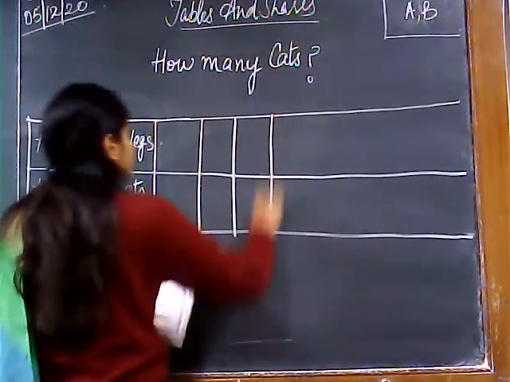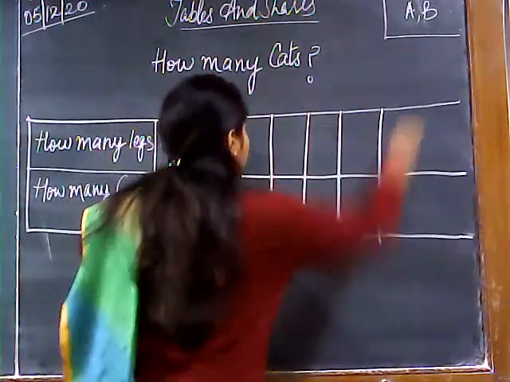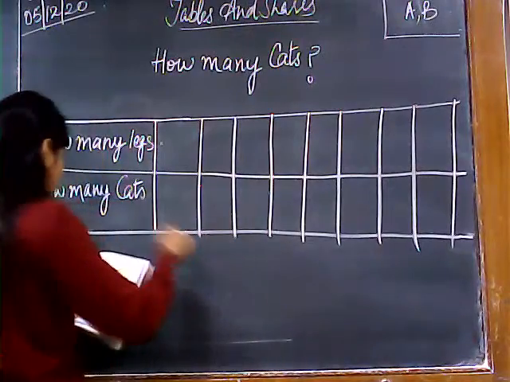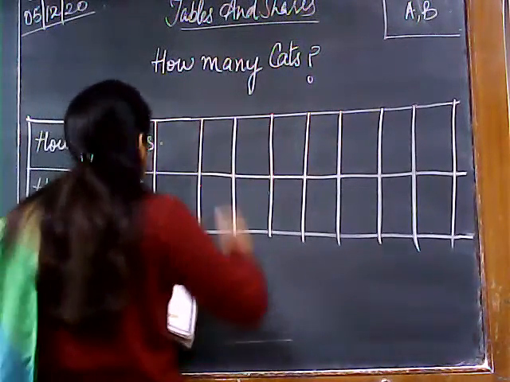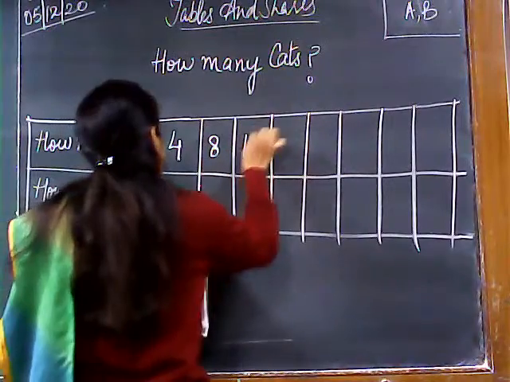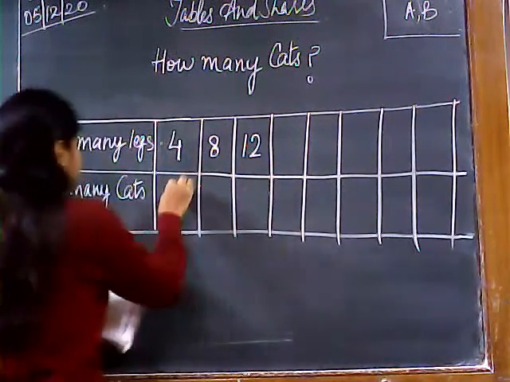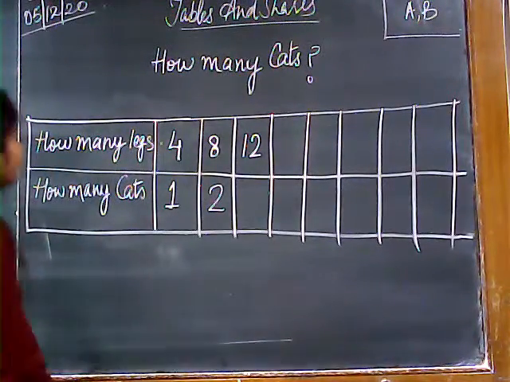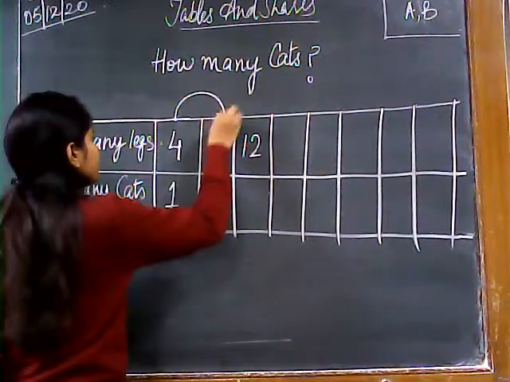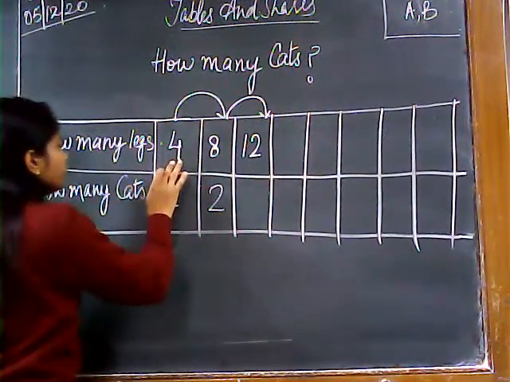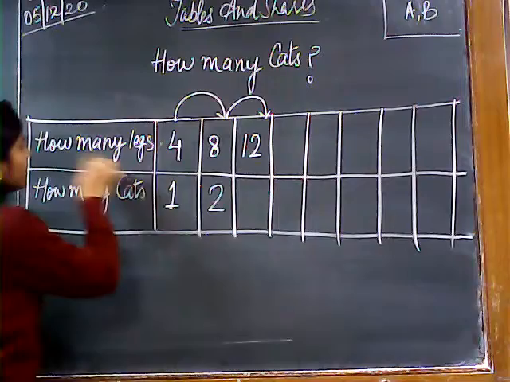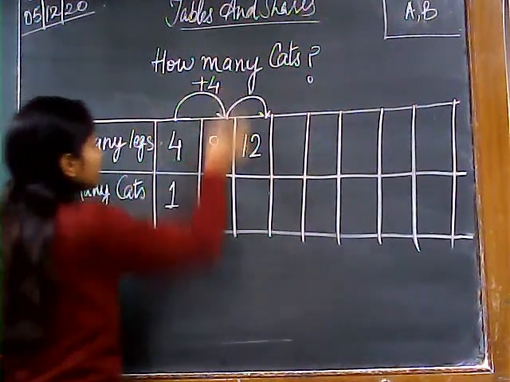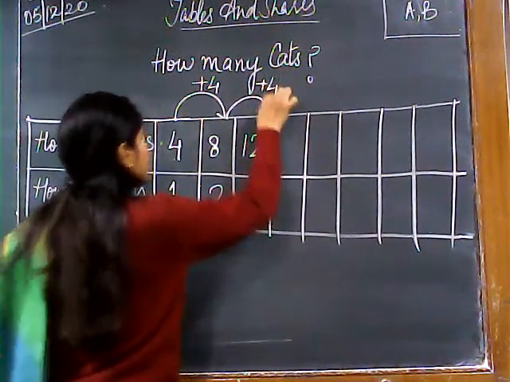Yes, we continue with the pattern. So 4, 8, and 12. So children, what do we observe? How is the pattern going? We see that the pattern goes like this. When we move from 4 to 8, the number of legs increases by 4, right? 4 plus 4, we get 8; 8 plus 4, we get 12.